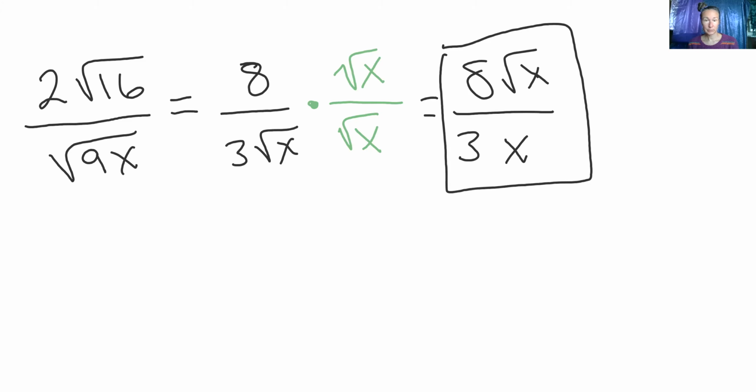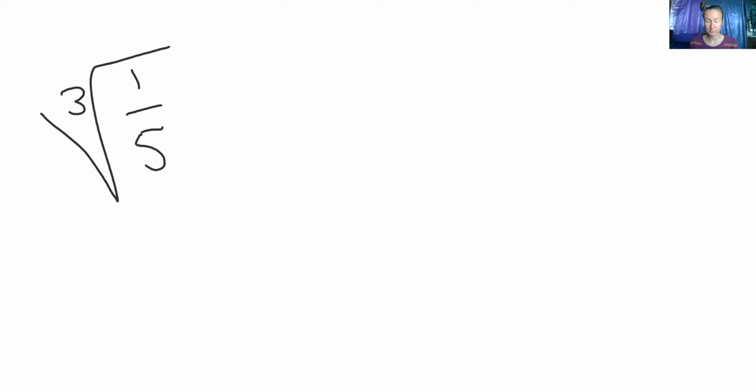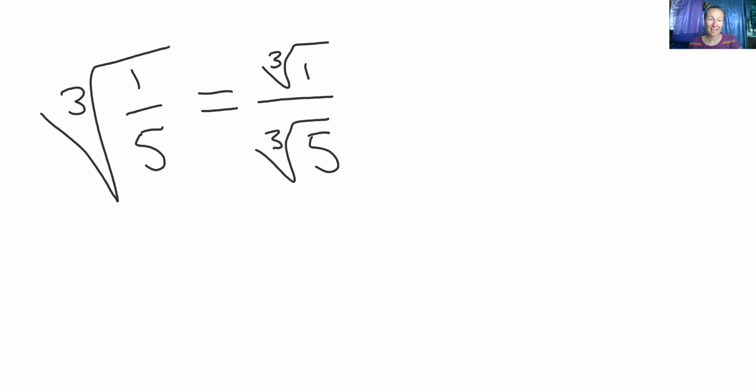Let's do another example. Let's say we've got the cube root of 1/5. We want to rationalize this denominator. So you may ask yourself, well, we just have one cube root. It's not really in the denominator. But this term here is actually equivalent to the cube root of 1 over the cube root of 5. So we do indeed have a radical in the denominator.